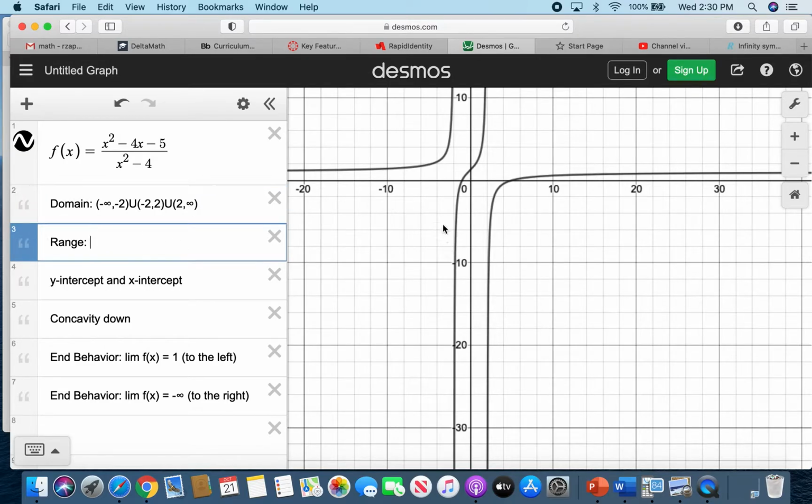Now about the range, as you can see, the graph will be intersected from -infinity to +infinity. So it will hit the graph anywhere going in the vertical direction.